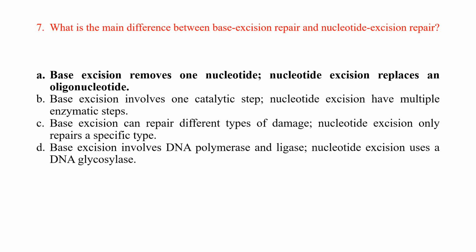for each one. The base excision involves one catalytic step. We know that's false because it's going to involve a number of different steps with different types of enzymes, with DNA glycosylase, and AP endonuclease, and also a DNA polymerase, and finally a ligase. Letter C, base excision can repair different types of damage. This is pretty much just basic repair of one nucleotide, where the nucleotide excision only repairs a specific type. Could be any type of damage to the DNA, so it could be from multiple sources of damage. And finally, letter D, base excision involves DNA polymerase and ligase, whereas nucleotide excision uses a DNA glycosylase. Basically, they're going to use both different types of DNA polymerases and ligases, whereas the nucleotide excision is not going to use the DNA glycosylase. It's only used for base excision.